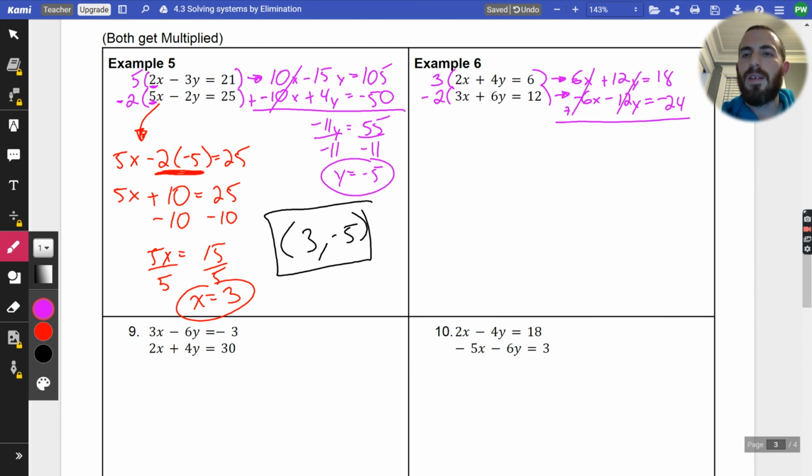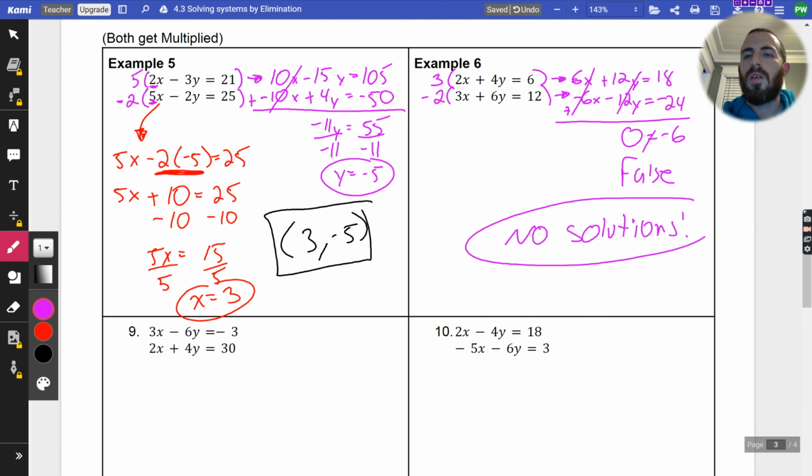So now when we add these, something weird happens, right? 12y and -12y cancel out, so we get 0. And then 18 and -24 get us -6. We're left with this statement: 0 is equal to -6, right? That's false. So just like when we were doing graphing, if it gives us a false statement, that means there are no solutions. So just like with substitution, just like with graphing, those special cases of one solution, no solution, infinite solutions still matter.